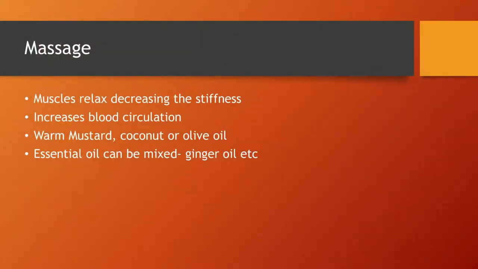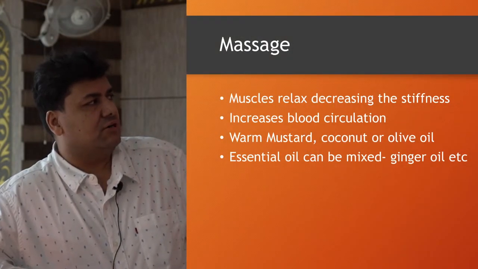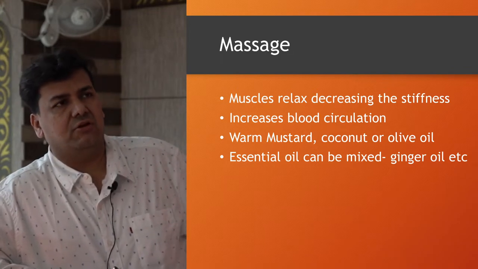Massage. If you do a massage on the muscle with, let's say, warm mustard oil or coconut or olive oil, whatever is available to the patient, the muscles relax, which decreases the stiffness of the knee joint, and it also increases blood circulation. So you can ask your patient to use whatever oil is available at home, and in our area it's mainly mustard oil, which is freely available. You can ask them to warm it up and do a simple massage, not very hard.